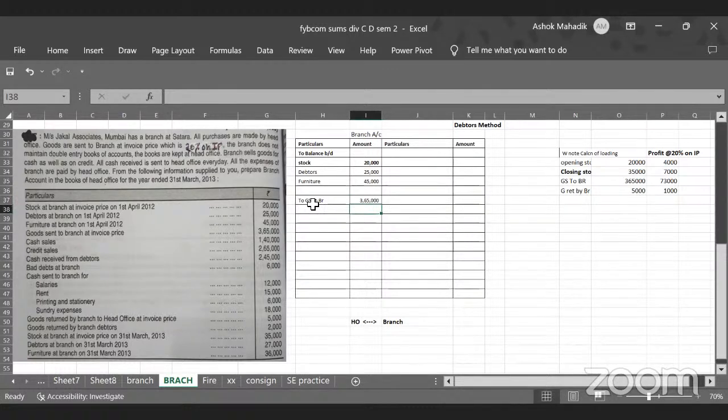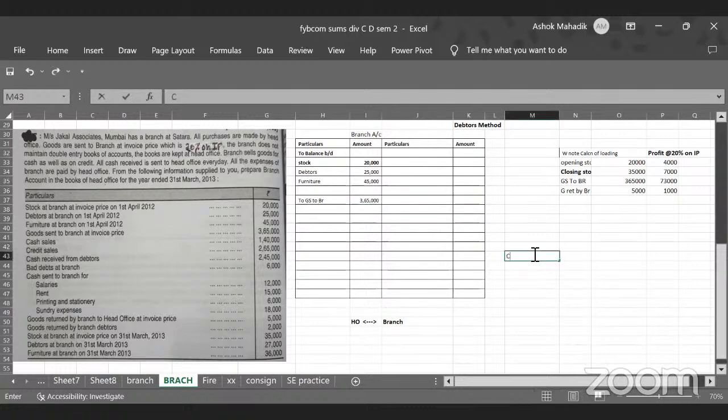Clear? Next, cash sales. Can you tell me this transaction is between whom? It is between branch and its customers. HO is not involved. So we will not record this transaction in branch account. Clear, students? This is very important. Okay. This transaction is between branch and its customers. Okay. So this won't be recorded in branch account. Okay.